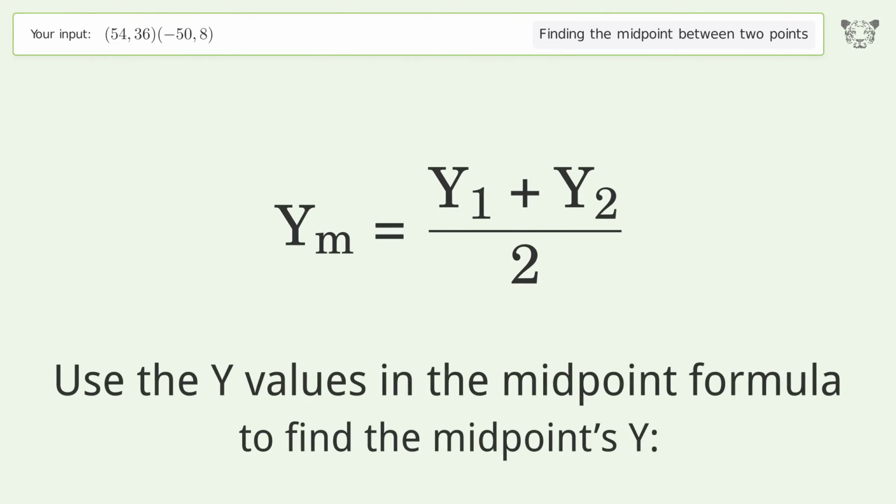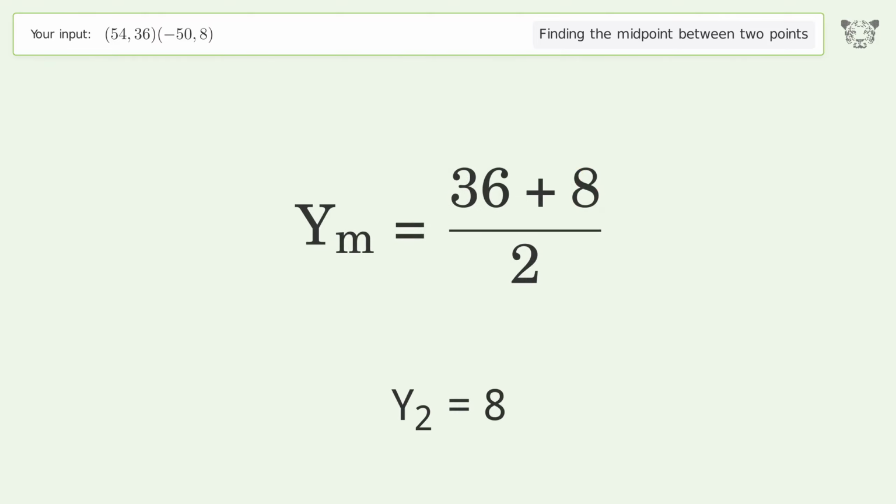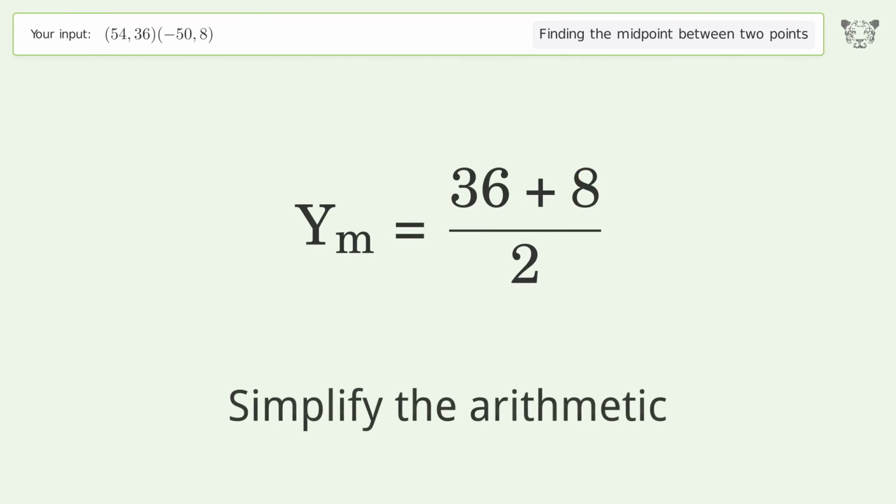Use the y values in the midpoint formula to find the midpoint's y. y1 equals 36. y2 equals 8. Simplify the arithmetic.